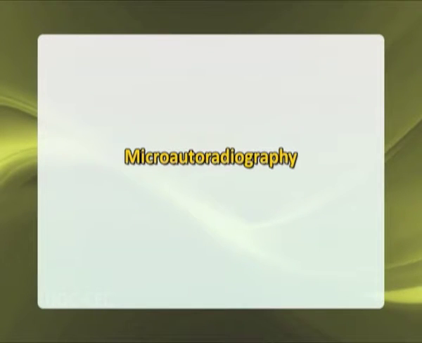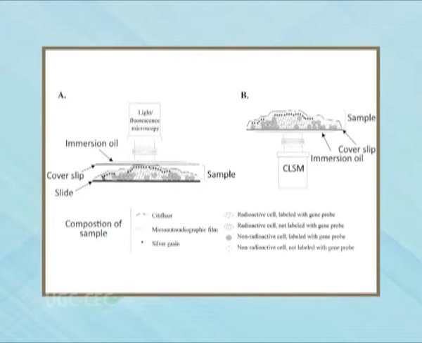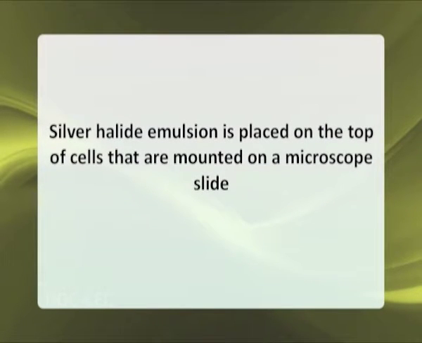Now, microautoradiography. Microautoradiography (MAR) relies on the fact that metabolically active cells utilizing radiolabeled substrate can be visualized by exposure to radiation-sensitive silver halide emulsions. The emulsion is placed on the top of cells that are mounted on a microscope slide. After exposure, excited silver ions precipitate as black grains of metallic silver inside or adjacent to the cells that can be observed by transmission electron microscopy.